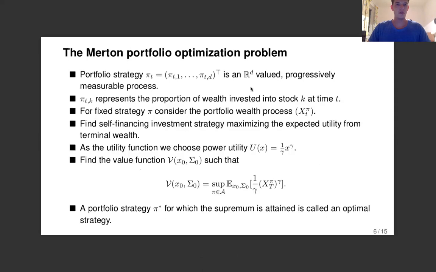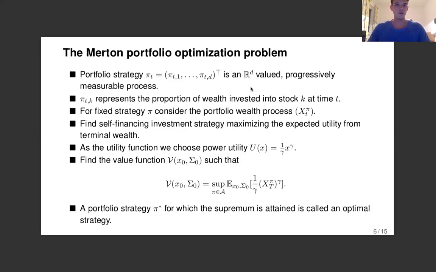Our aim is now to investigate the so-called Merton portfolio optimization problem. Therefore, we have to consider so-called portfolio strategies. A portfolio strategy is just an R^d-valued stochastic process where each of its components represents the proportion of wealth invested into the corresponding stock at a certain time. And for each such strategy pi, we consider the portfolio wealth process X_t^pi, which is just the value of our portfolio under the strategy pi at a specific time t.